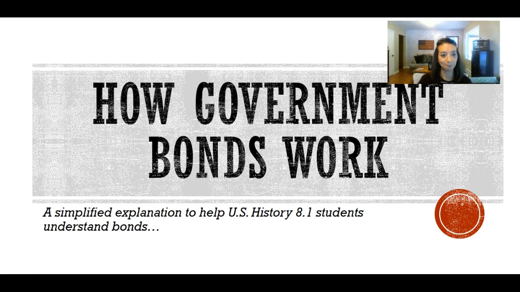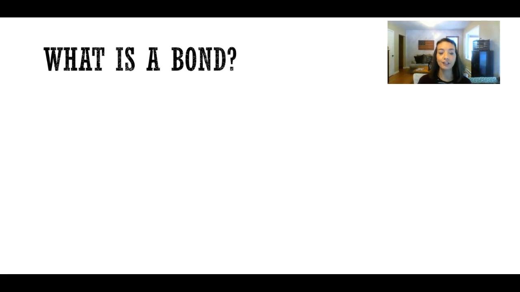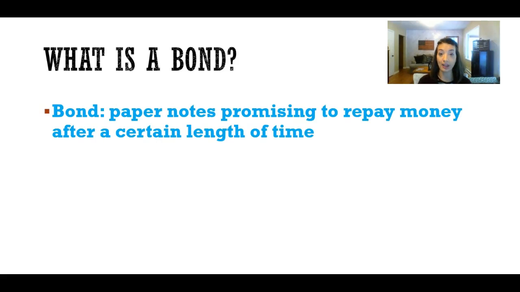So here we go. Okay, first of all, what is a bond? And the definition is really that it's a paper note. It looks like actual money. So it's a paper note promising to repay money after a certain length of time. So you and I, we could go down to the bank right now and we could buy a bond, okay? And then we're going to be repaid that money after a certain length of time.